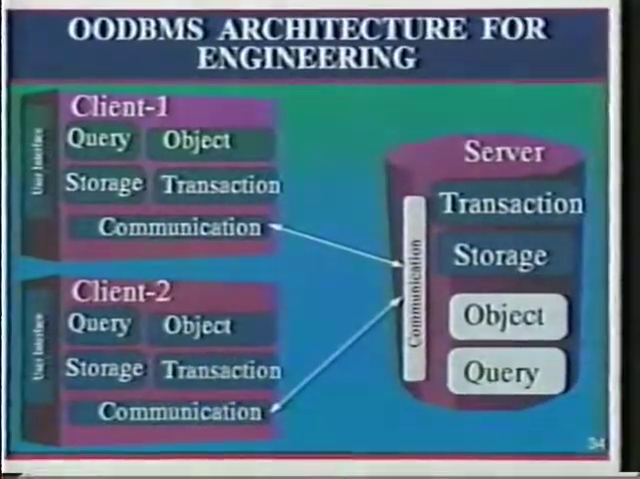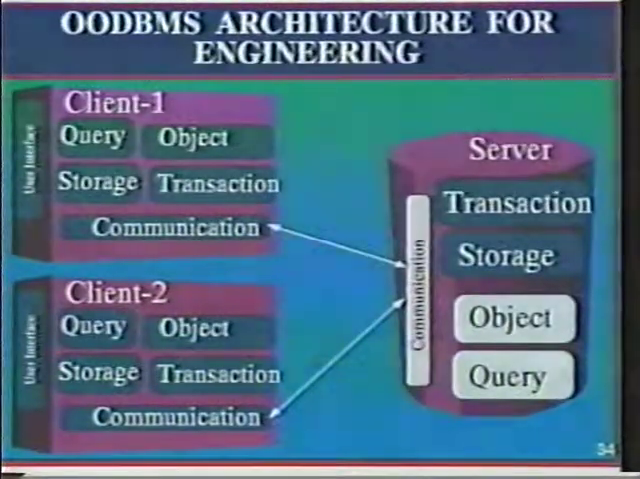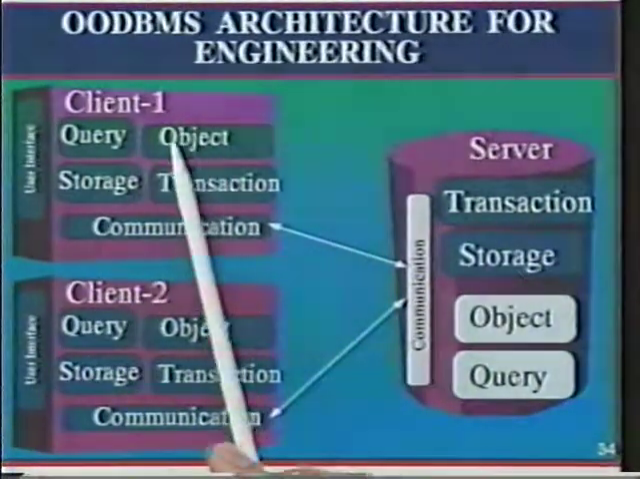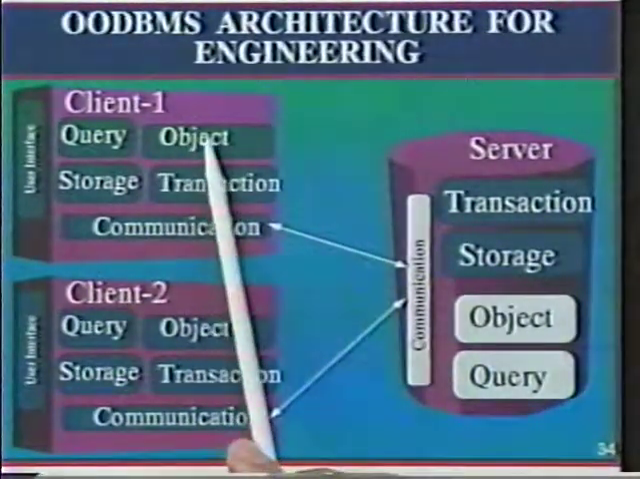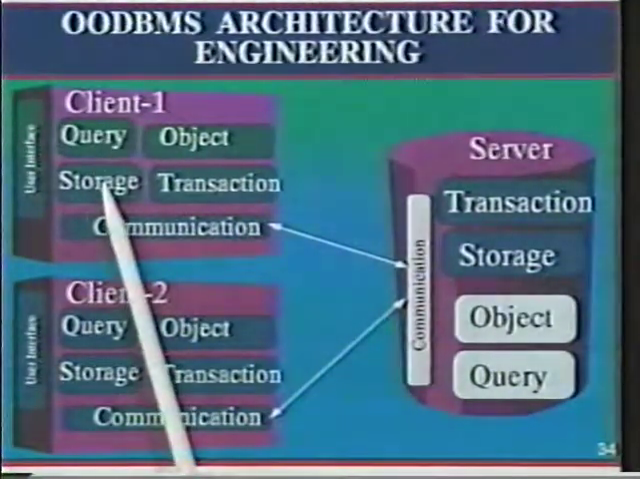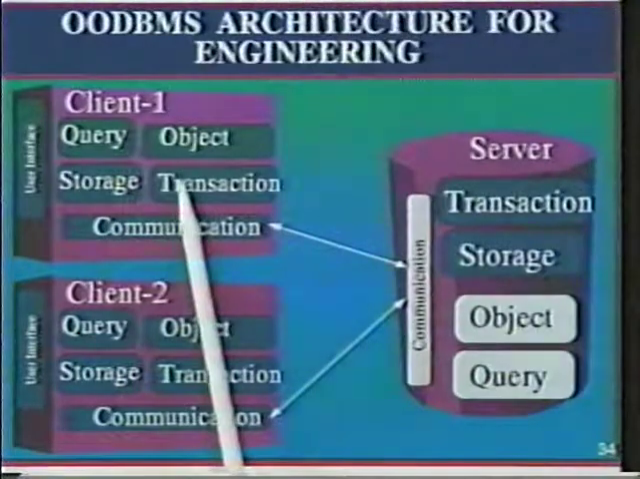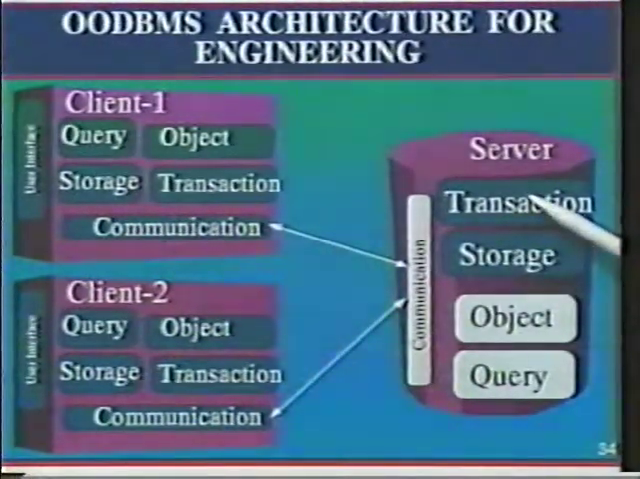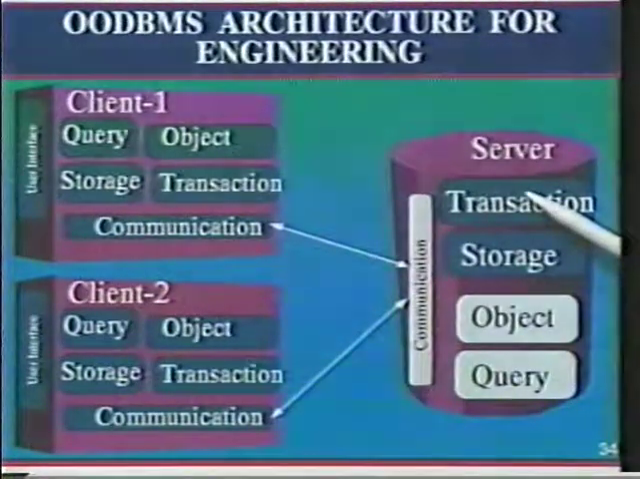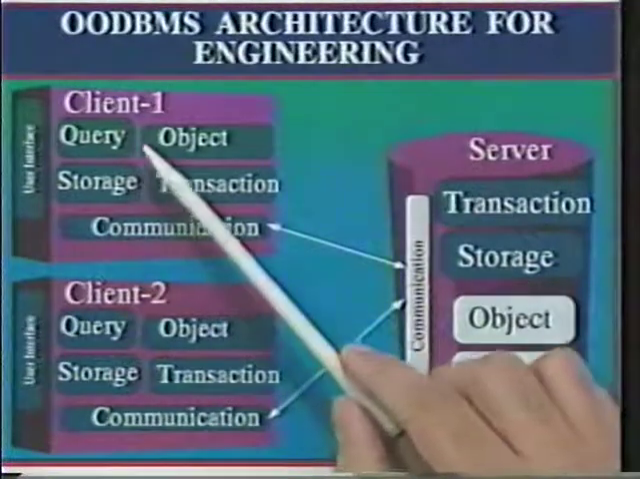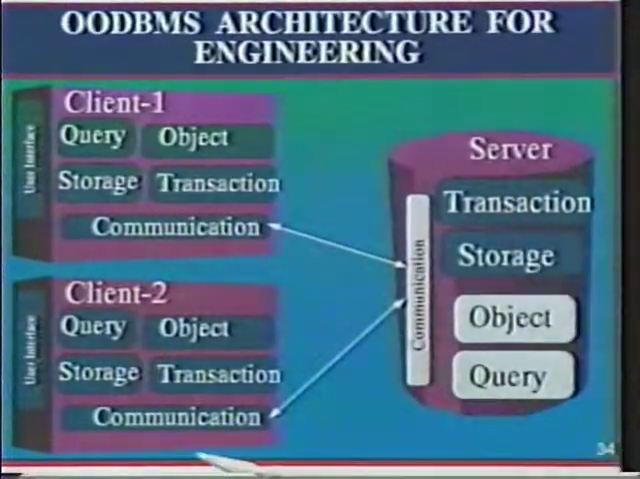There are 4 basic components that are generally available in all object-oriented databases. One is the object manipulation capability. Generally, this is part of the programming language with some augmentation. Then there is a query module, a storage module, and a transaction module. In some systems, the storage module and the transaction module are at the server level, and in some systems, such as Itasca or Orion, these modules are both at the client level and at the server level.